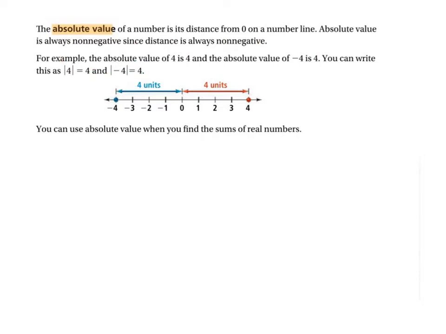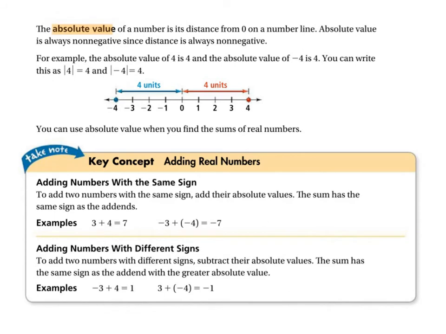Notice we're not saying the opposite. Opposite of 4 would be negative 4. Absolute value doesn't mean opposite. It always means get rid of the negative sign if there's one there and make it non-negative. You can use absolute value when you find the sums of real numbers. Here is the key concept, and we'll apply it in a moment.